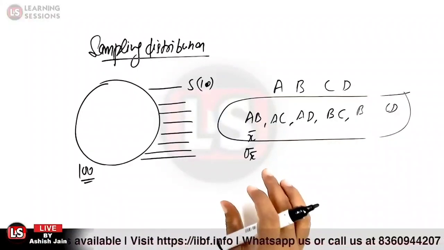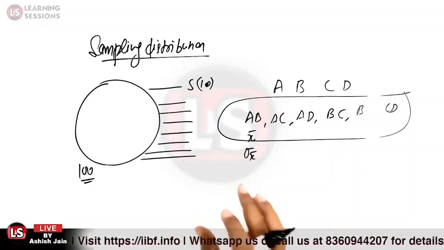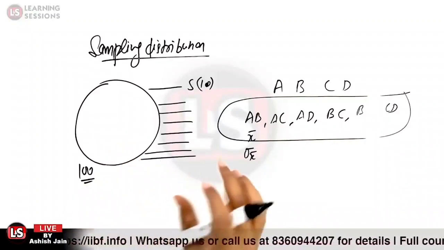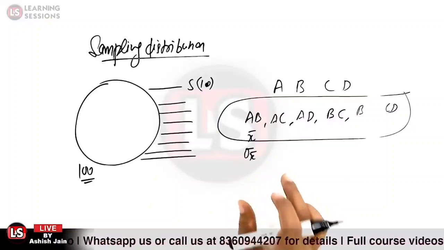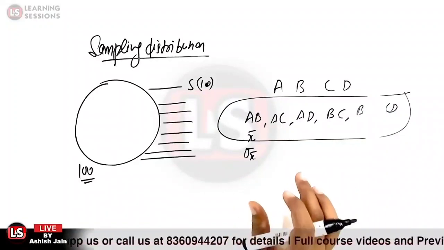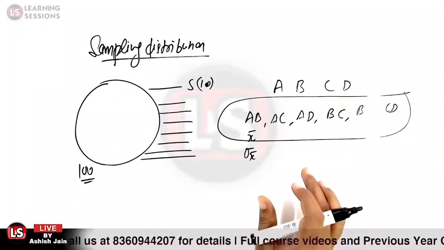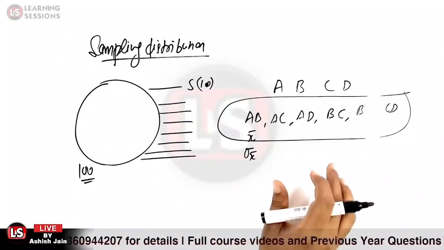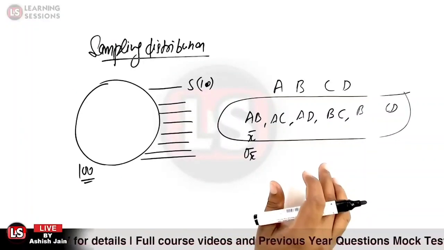So the first process was that we inferred each and every sample from the population, and further we have the statistics related to these samples, and when we draw it on a graph, that is said to be the sampling distribution itself.